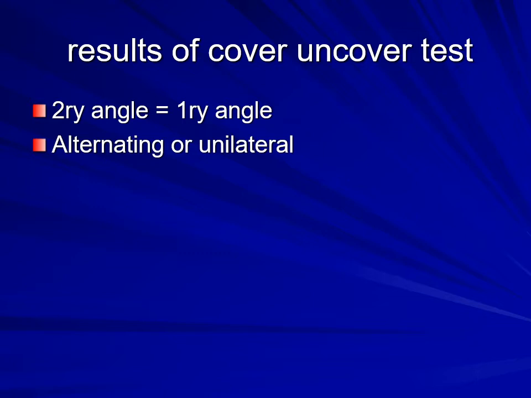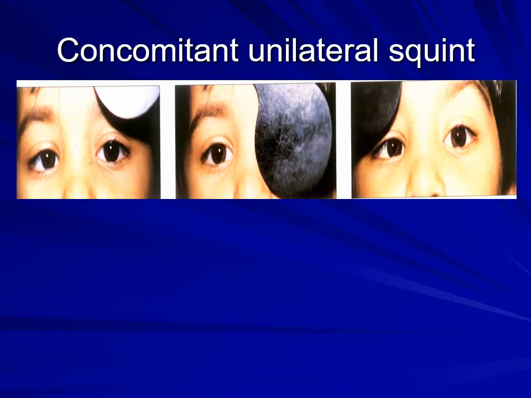The second result of the cover-uncover test is to differentiate between two types of concomitant squint, alternating squint and unilateral squint. If we looked at this child, we will find that in the left picture we are going to cover the central eye, which is the left eye. In the second picture, the patient takes fixation to the light by the right eye.